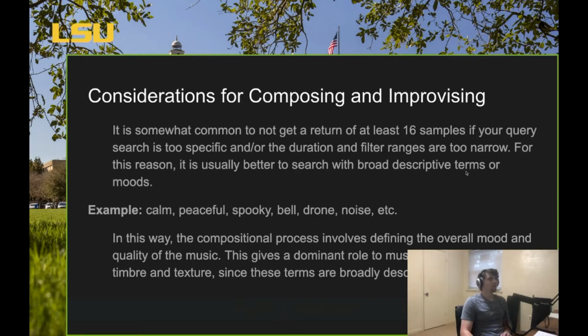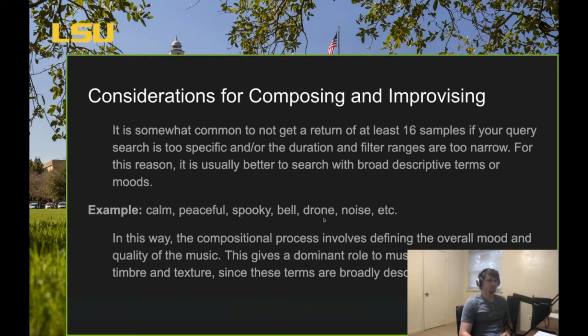So for this reason, I found that it's better to search, instead of searching for specific things, for specific sounds, to search very broadly with descriptive terms or moods. So these are some that I found to be really useful. Calm, peaceful, spooky, bell. The number of potential sounds that could fit any one of these categories seems to be very large. So in this way, the compositional process would involve defining the overall mood and quality of the music.